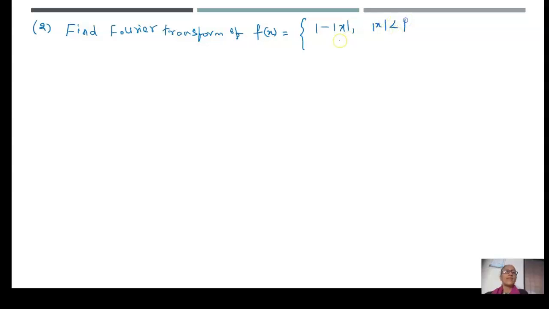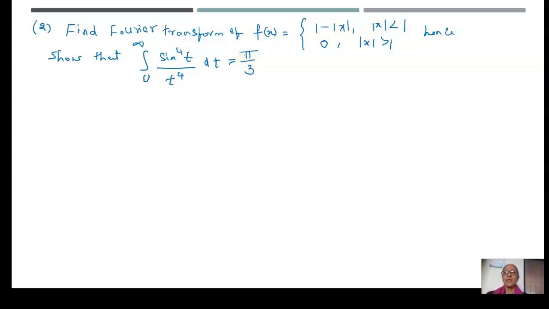Next question is, here in this question function is provided. We have to find Fourier transform as well as we have to evaluate our integral. So here find Fourier transform of f(x) equal to 1 minus mod x when mod x is less than 1, 0 when mod x is greater than 1. Hence show that integral 0 to infinity sine power 4t upon t power 4 dt equal to pi by 3.